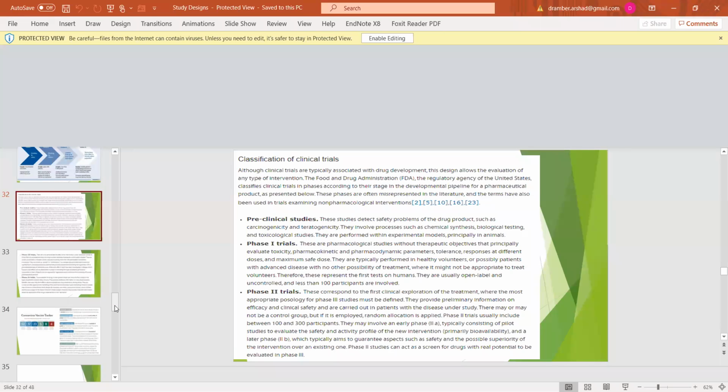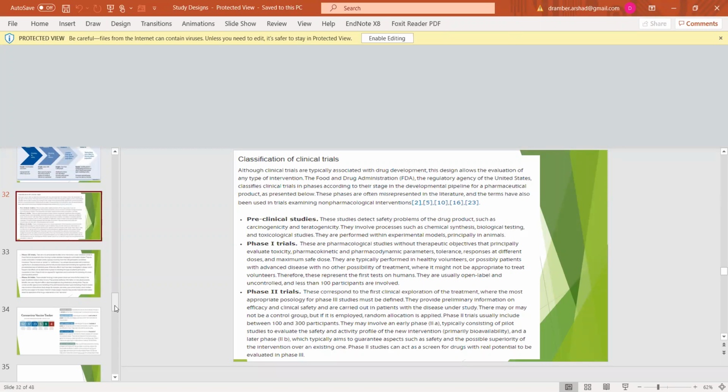Classification of clinical trials. Before phase 1 trials, we have preclinical studies. Preclinical studies are done in labs, and animal testing is done in preclinical studies to evaluate for carcinogenicity and teratogenicity.